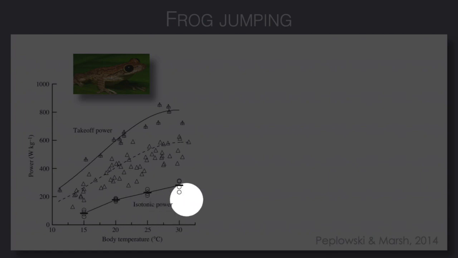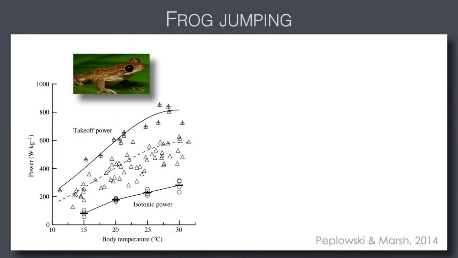Now, down here is what's called isotonic power. Instead of estimating power by black-boxing the musculoskeletal system, taking a measurement of speed and mass and inferring the takeoff power, you can extract the muscles responsible for doing this, the leg muscles, the ones that are activated in particular to power the jump. If you directly measure power, that's what's down here.